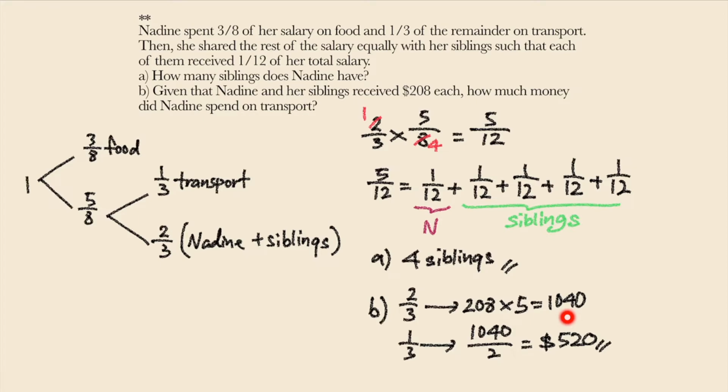How much money did she spend on transport? Well, luckily for us, 2/3 here would be 1040. Transport is simply 1/3. We'll just half the answer right here. So 2 units out of 3, 1040. 1 unit out of 3, we'll half that, giving us $520.